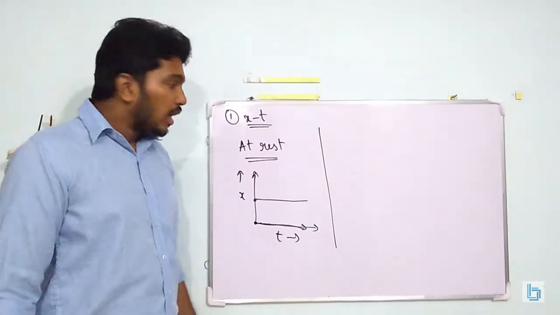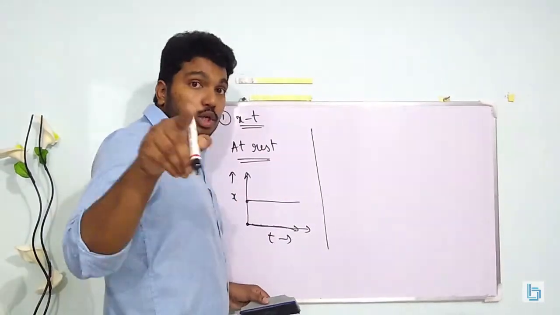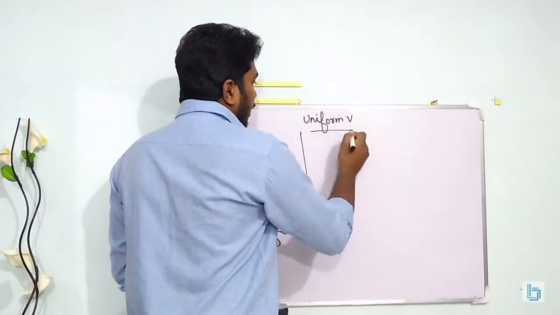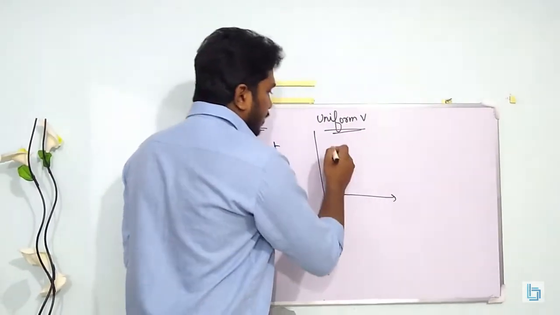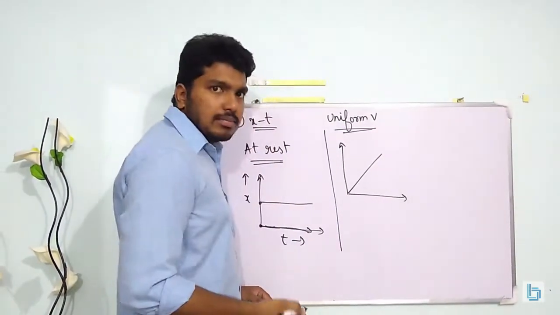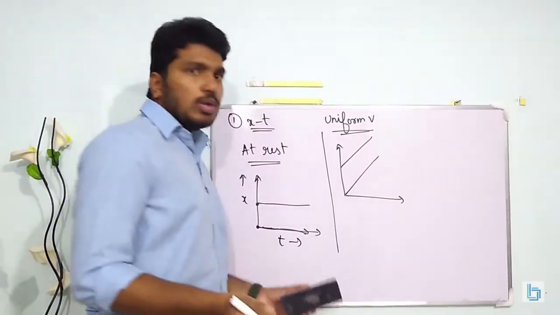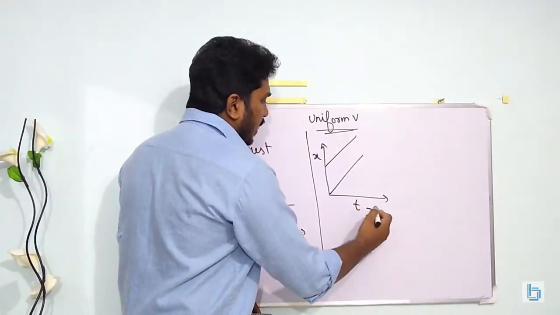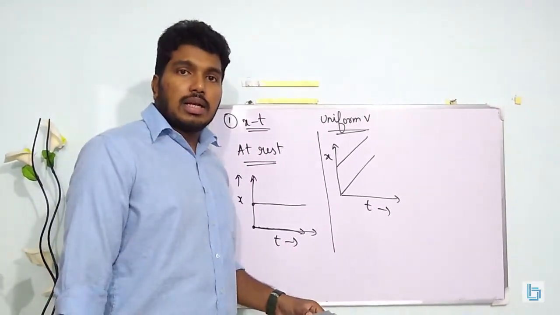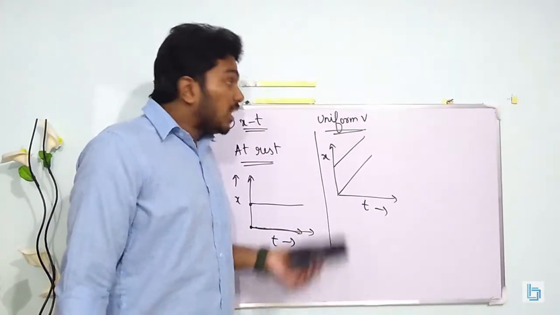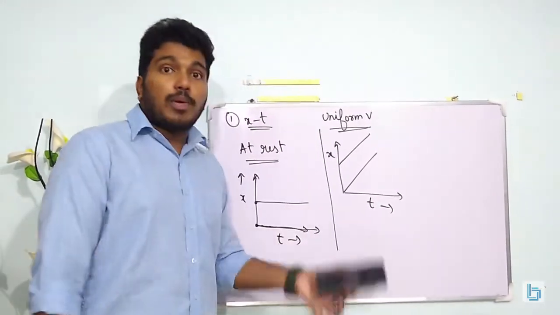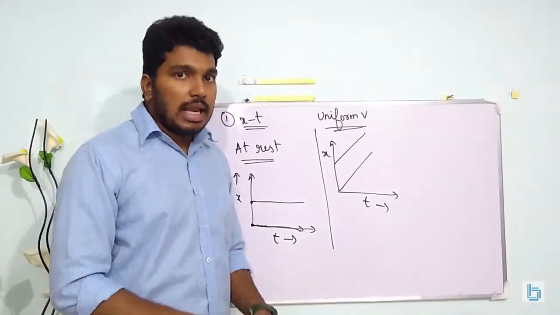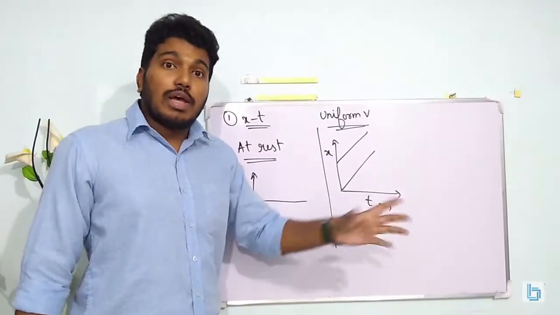Now, if an object is moving with a uniform velocity, then the graph will be something like this. Or the graph can be something like this, no issues. So this is a case of an object moving with a uniform velocity. But if I just say uniform velocity, how can you prove that? To prove that, we have to look at the slope of the graph. We know that the slope of xt graph gives you velocity.